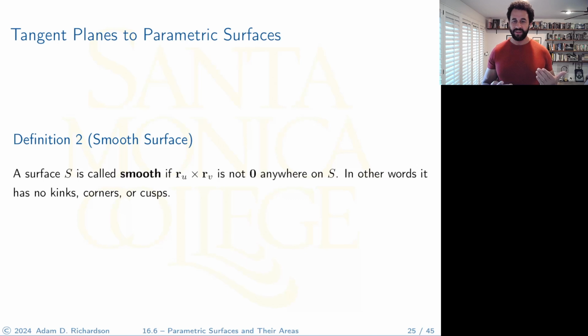All right, so now that we have this notion of how to compute a tangent plane at a point to a surface given by some vector function, we define this notion of smoothness. We say that a surface S is smooth if this cross product is not zero anywhere on the surface S. In other words, the surface has no kinks or corners or cusps. You can think about it similarly to differentiability, where you don't want any corners or edges or cusps that look kind of like that. You don't want any of those. That would not be a smooth surface.